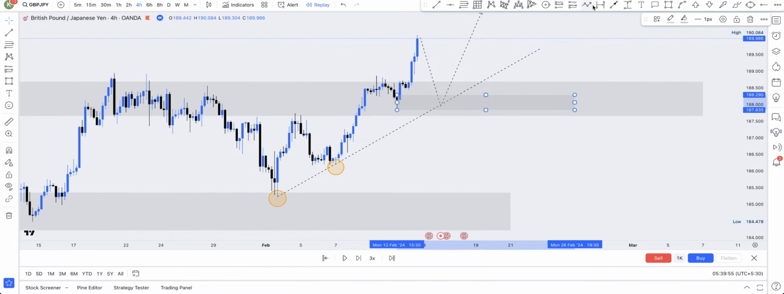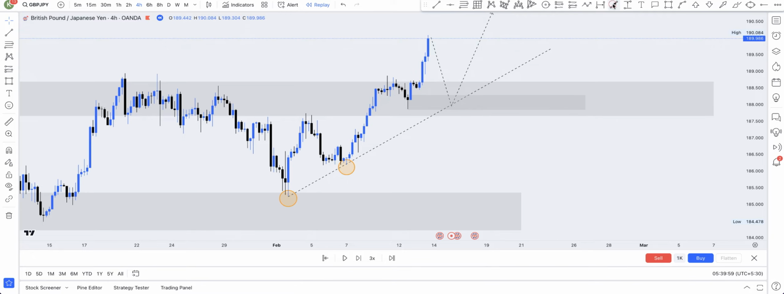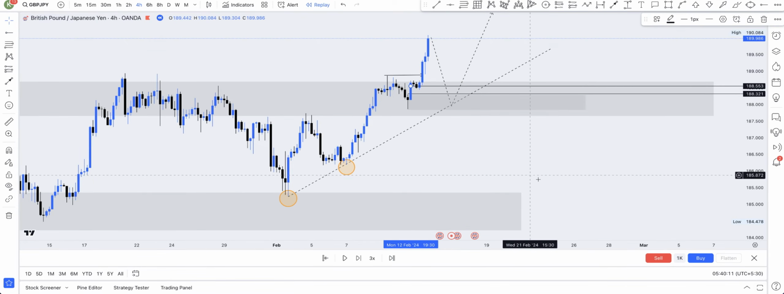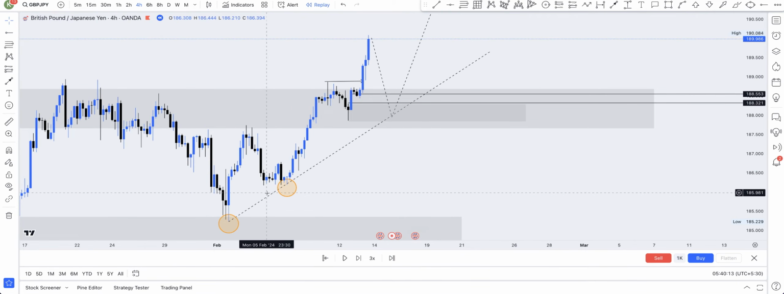We have a demand zone where price has broken a structure to the upside, and also we have an imbalance here that price is supposed to fill. So now you can see that we have almost 4 or 5 confluences. We have our trend line, we have our support and resistance, we also have our demand zone, which is also on a Fibonacci golden zone.